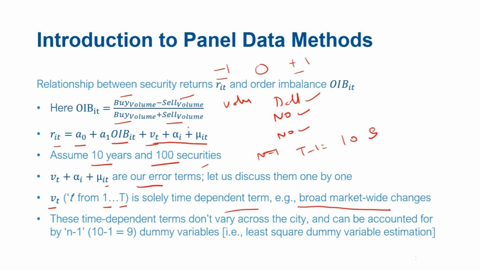But what is this Vt? This Vt is the average of all those influences that are not varying across individual securities but are varying over time, so sort of trending with time, and it is the average effect of all those changes for a given period.